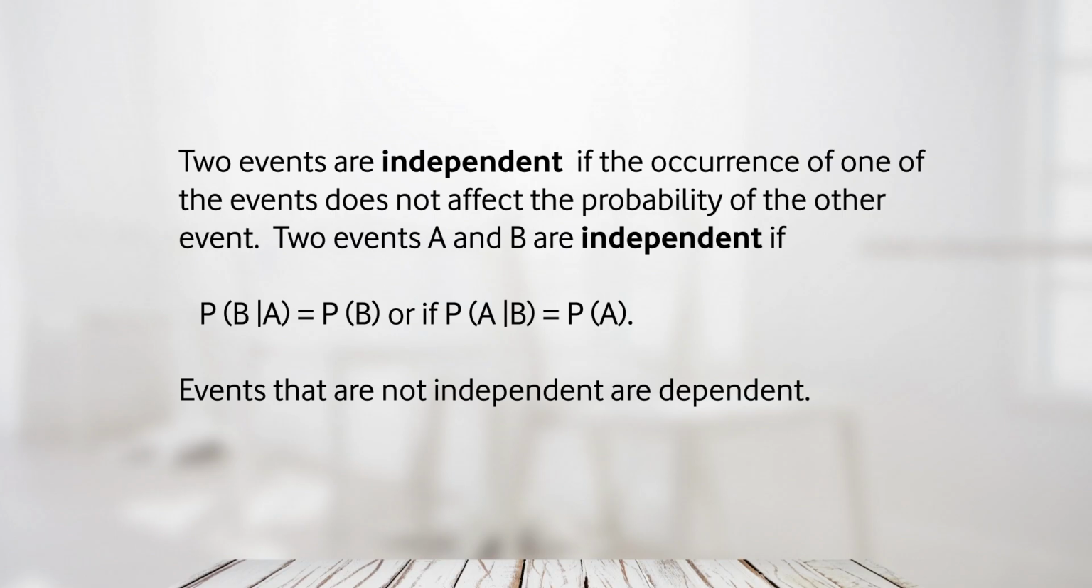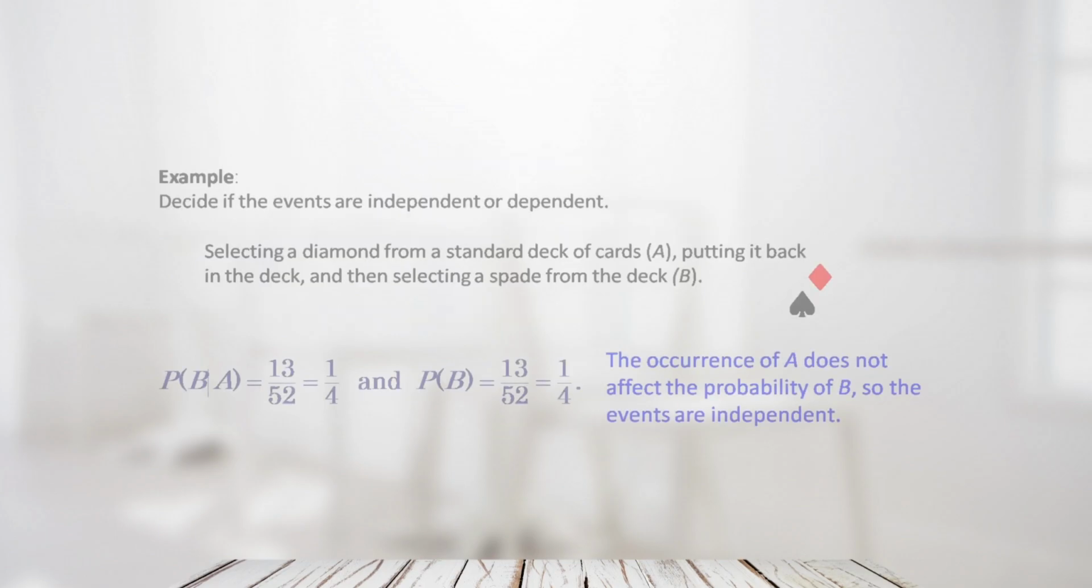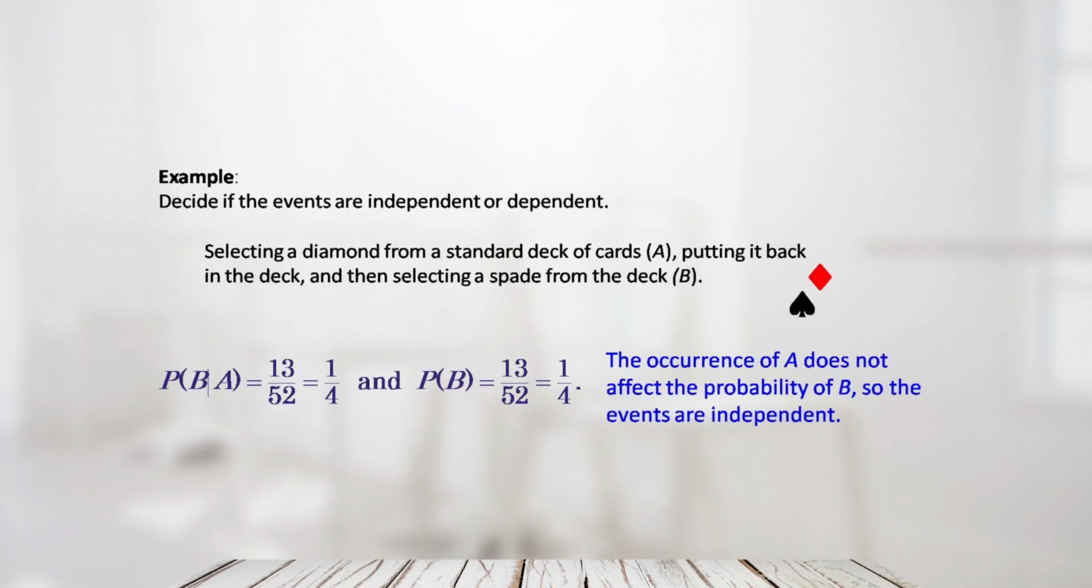Events that are not independent are dependent. If you take an example, decide if the events are independent or dependent: selecting a diamond from a standard deck of cards (A), putting it back in the deck, and then selecting a spade from the deck (B). For A, 13 by 52 is taken and 1 by 4 is the answer, and for B, 13 by 52 is taken and 1 by 4 is the answer. So the occurrence of A does not affect the probability of B, so the events are independent.